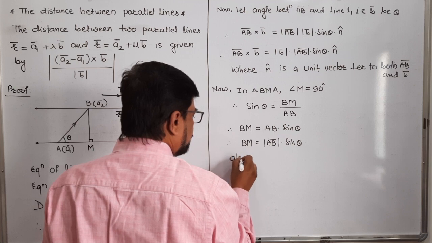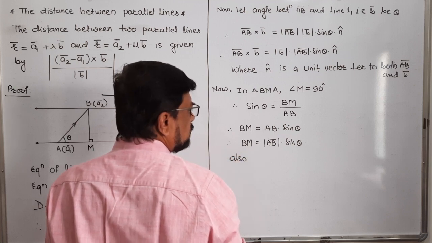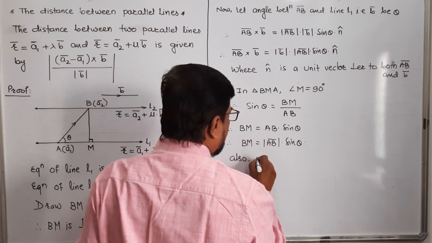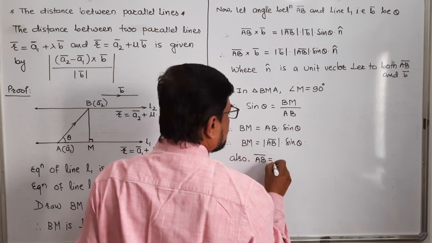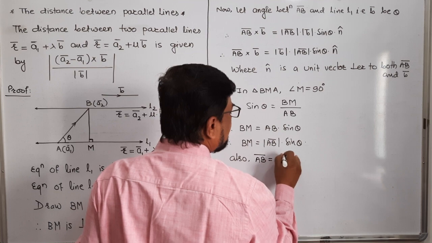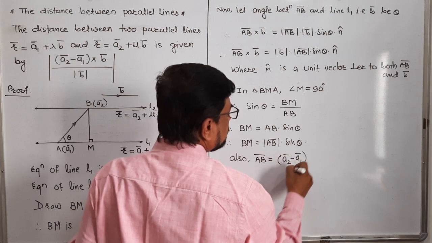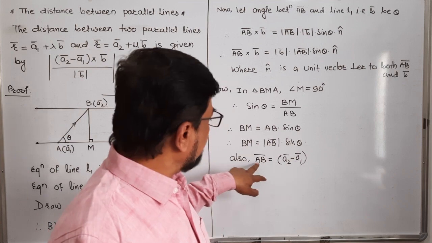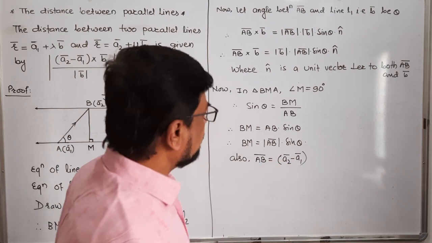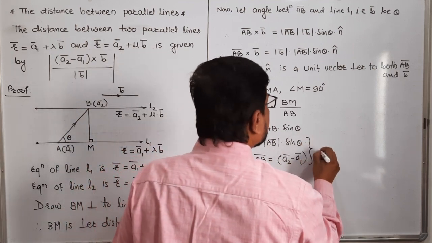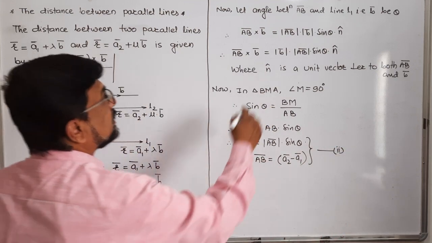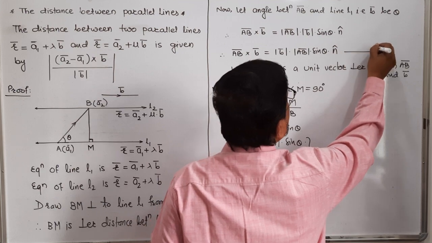Also, we can say that AB vector is a2 vector minus a1 vector, because position vector of point B is a2 vector and position vector of point A is a1 vector. Now put these both values in equation first. यहाँ पे इसको हम equation first लिखेंगे.